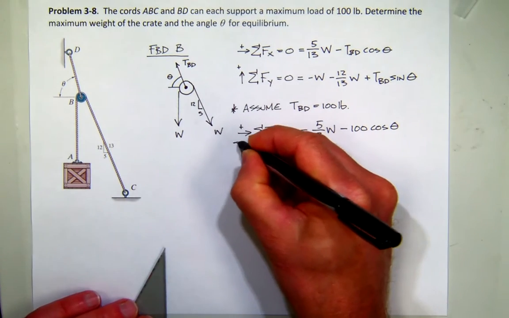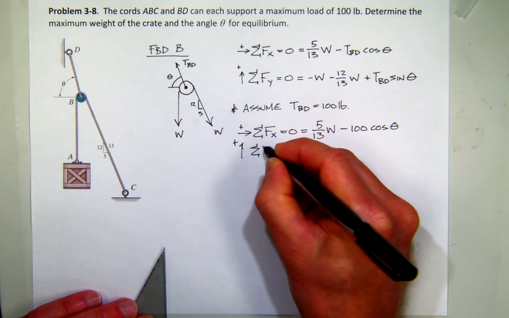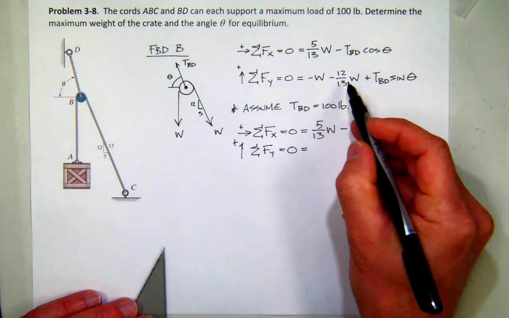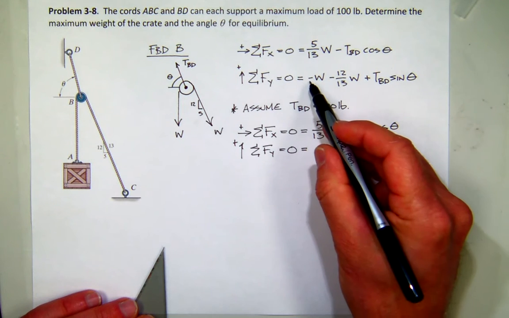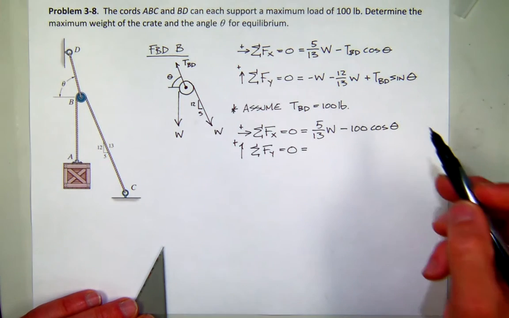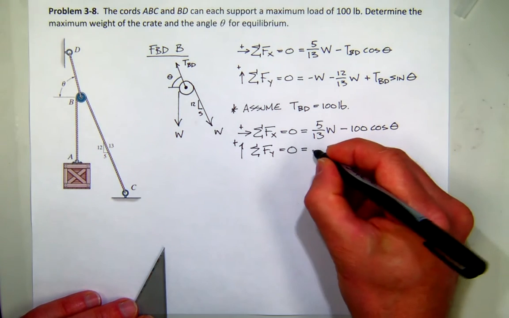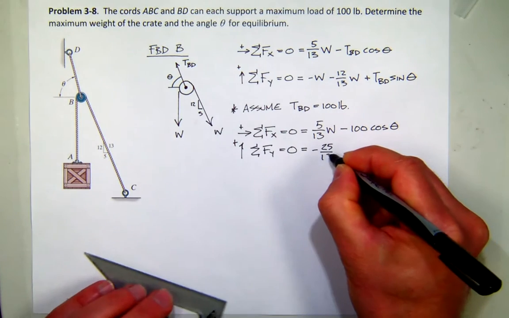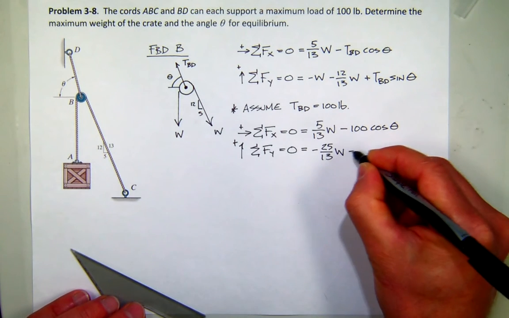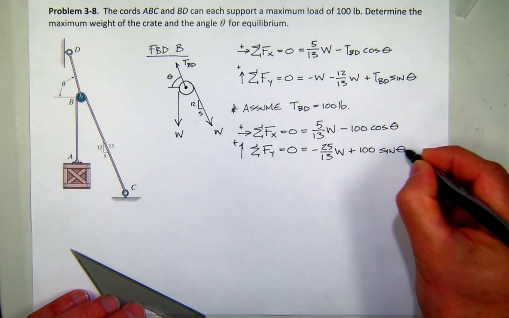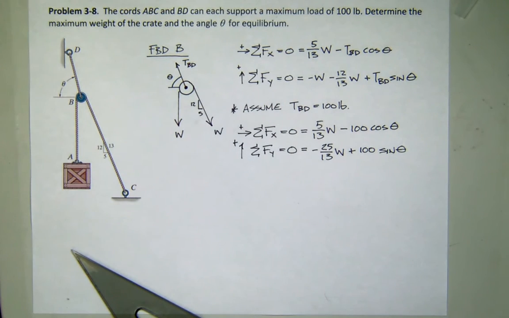And my y equation, the sum of the forces in the y direction, I guess I'll lump these together, right? -1 minus 13. What's that? That's 25/13, and that'll be plus 100 sine theta. Do you see that?